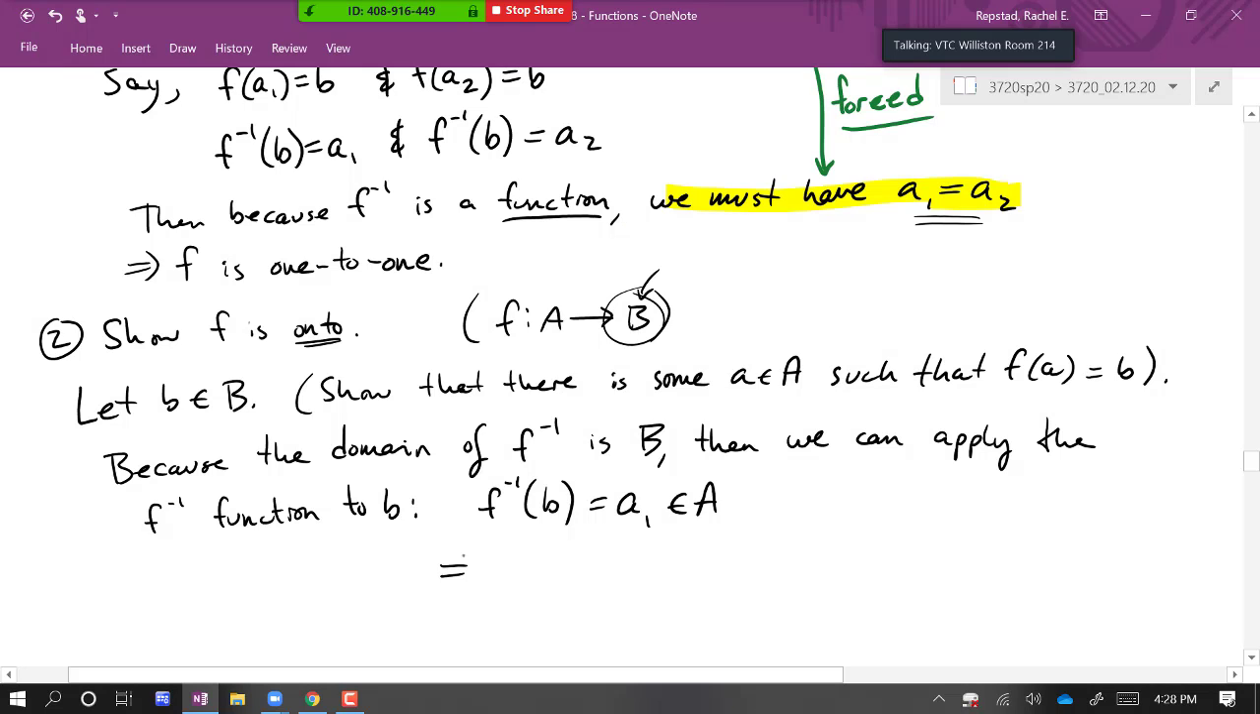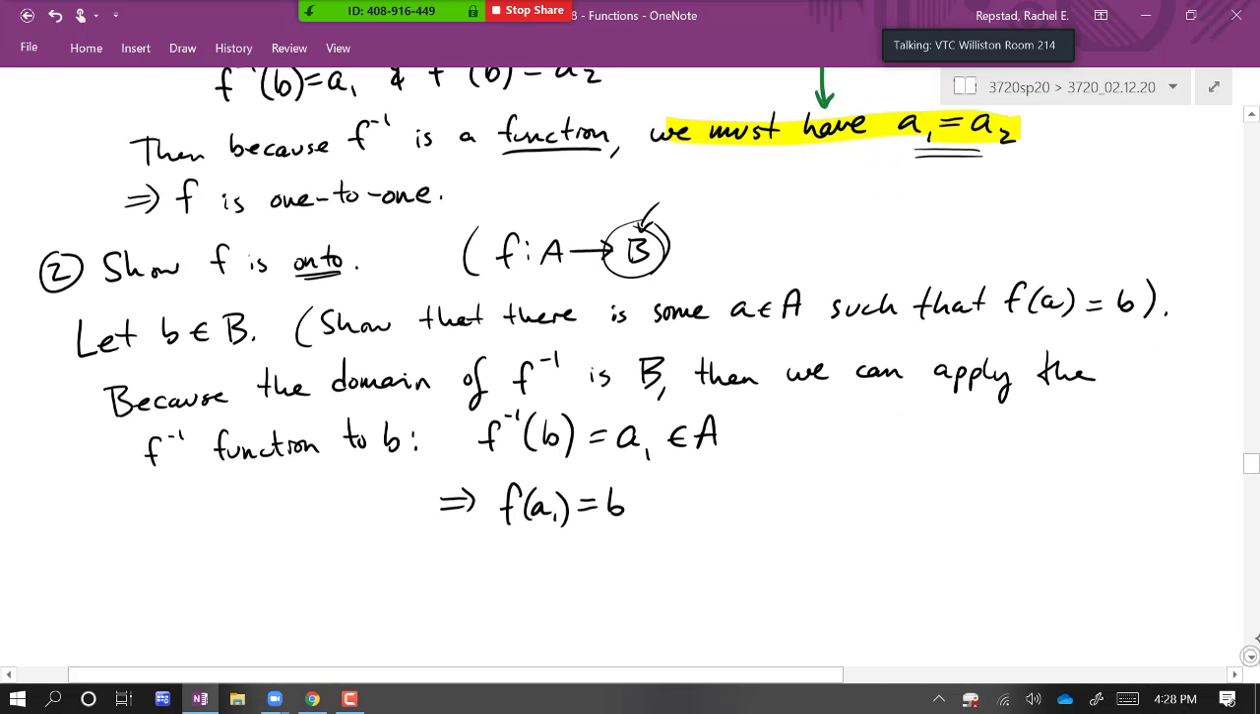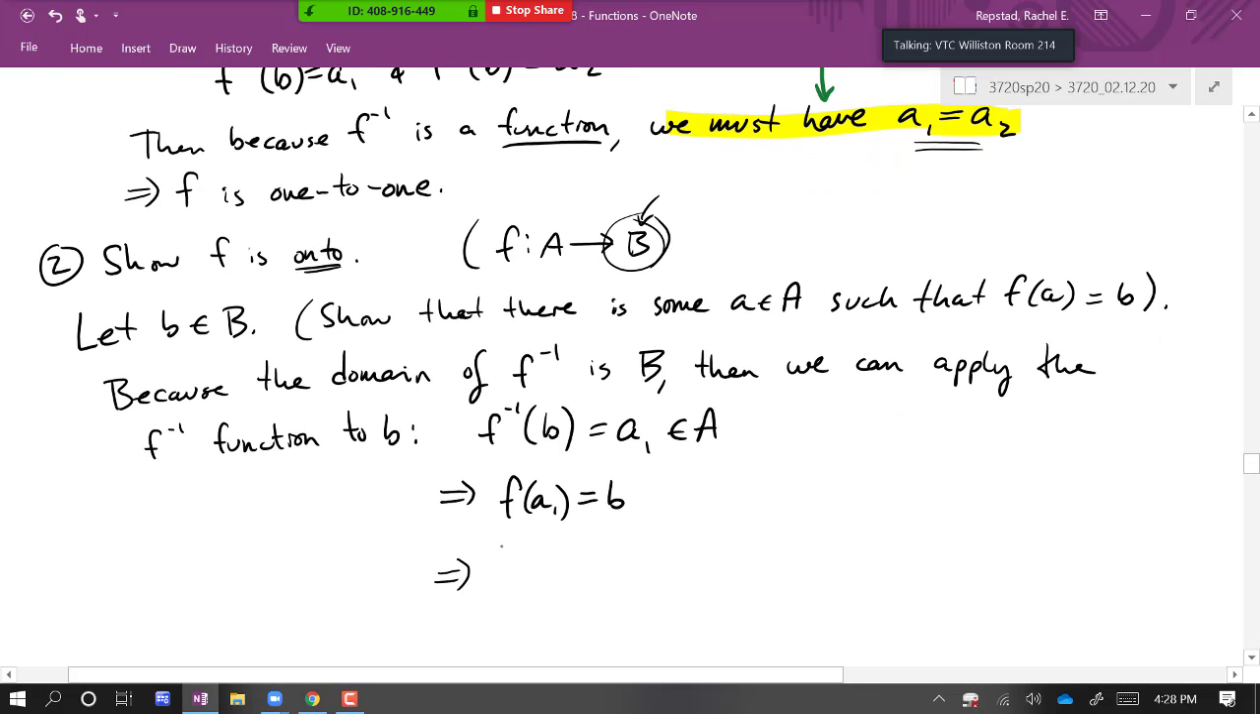Yeah. Right, turn the equation around. If F inverse of B is equal to A1, then F of A1 is equal to B. So look, we found an element. There must be some element in A that we're calling A1 here that maps to the element B that we chose. And that means that F is onto.